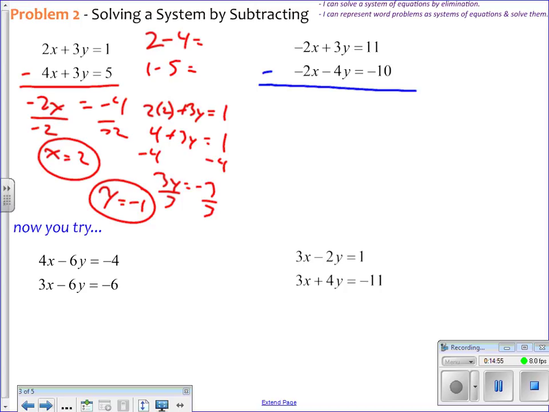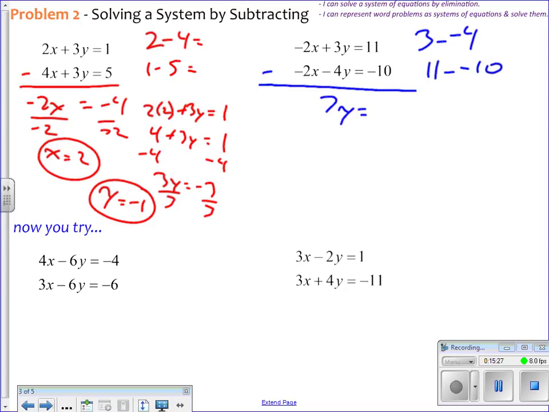Negative 2x minus 2x. If I'm subtracting something from itself, that gives me 0. So my x's are gone. The y's are where it's going to get tricky. 3y minus negative 4y. 3 minus negative 4 is 7. Watch your signs. 7y equals, and I have 11 minus negative 10.